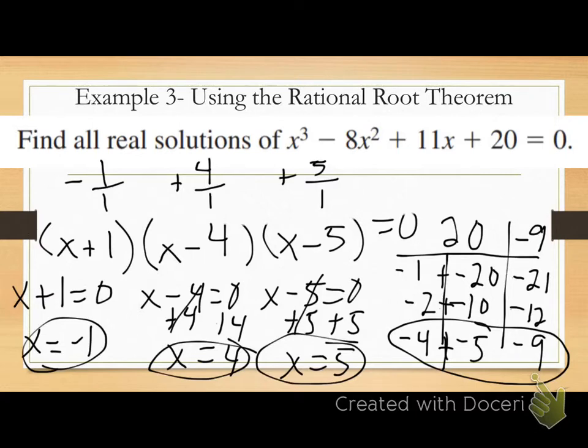Imagine if you had 100 positive factors and 100 negative factors. That'd be crazy. And you don't find the answer until you go through all 200 factors. Yeah, that would stink, wouldn't it? That would really stink. Are there any questions on this first example? Any questions? All right, let's move on. It's going to get harder.